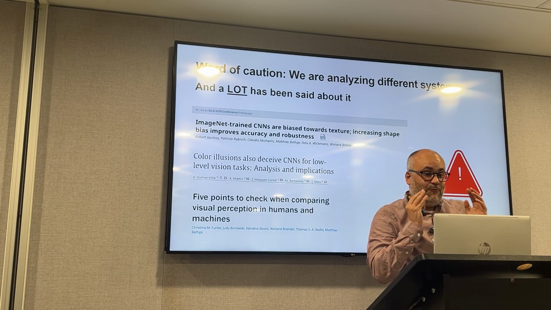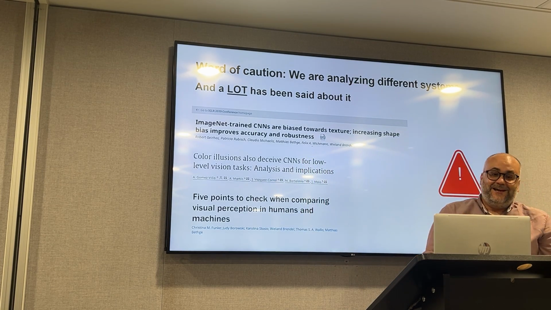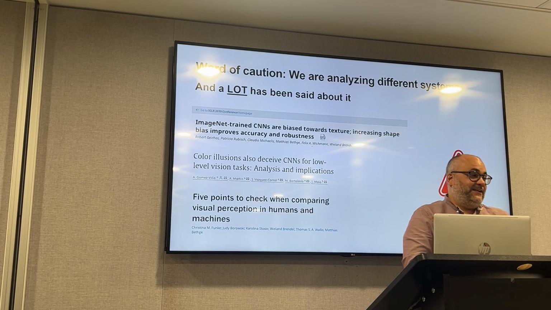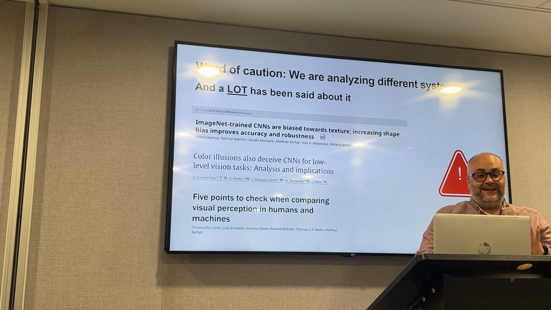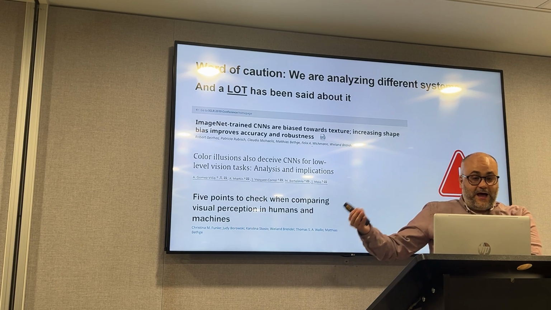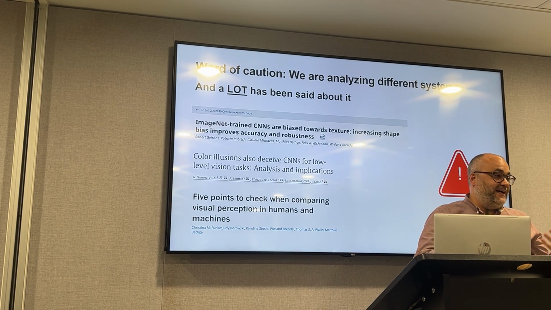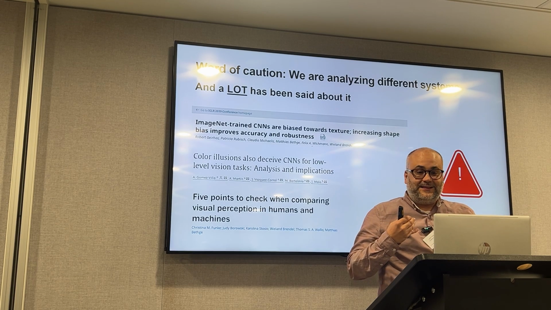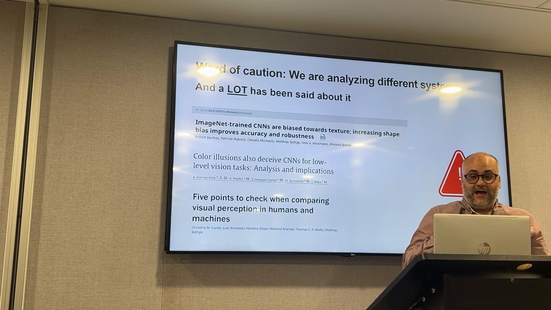Of course, we should be careful. We are analyzing different systems. They work differently, so be careful on that. And there are already a few studies, some from ours and from other people, that are looking at them, and they are already starting to reach some different conclusions.